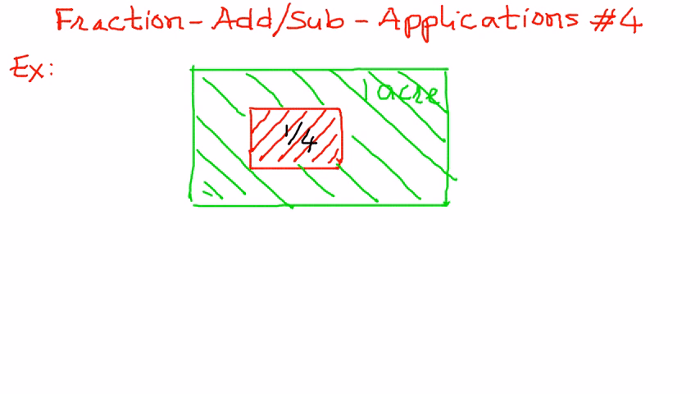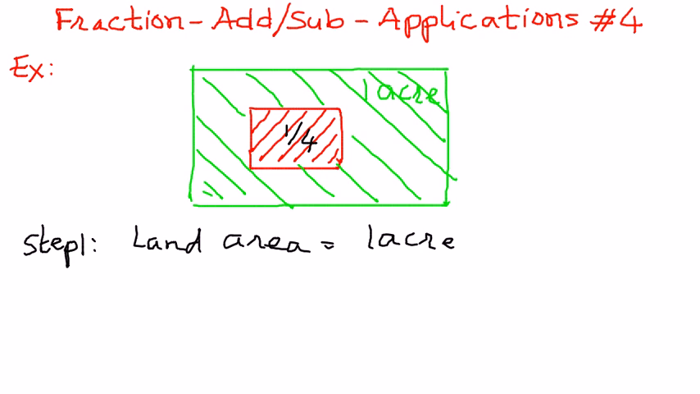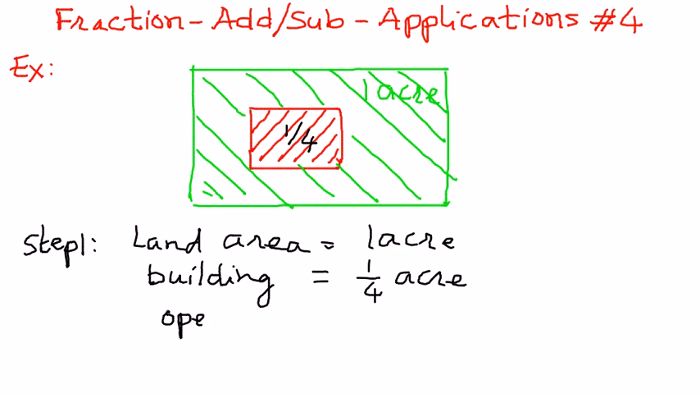So to do that, we're going to first understand what is given to us. Step number 1. Land area is 1 acre, and then the building on the land is occupying 1/4 of an acre, and then open space is equal to what? That is the question.